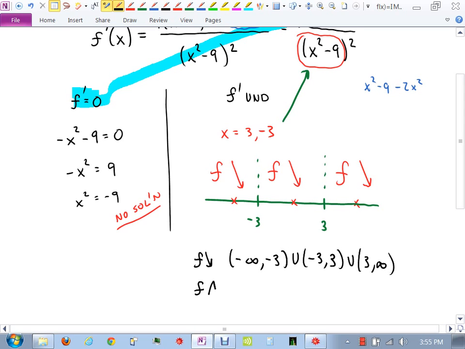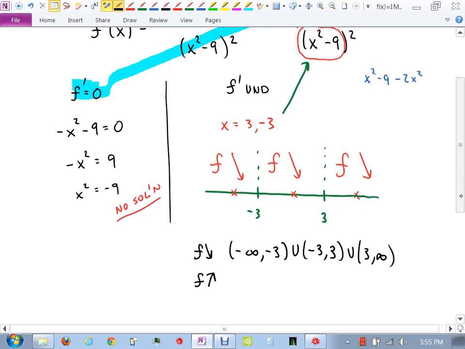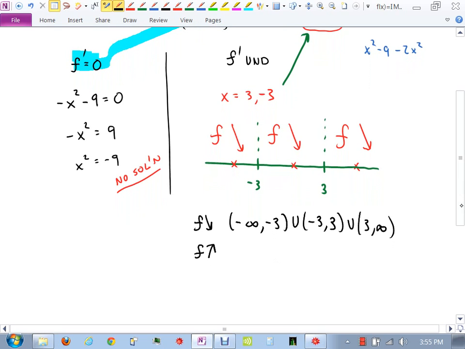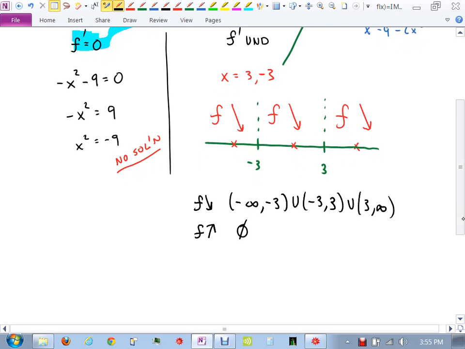So that's where the function's going down. Where is the function going up? What's that? It's not ever going up. So how do I represent that? Null set. Good. I was hoping someone would get that. Null set. Empty set. Yep.